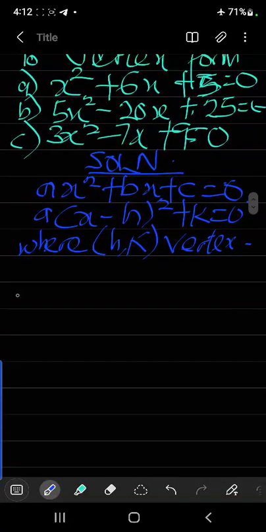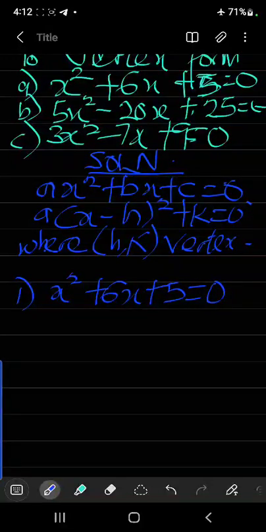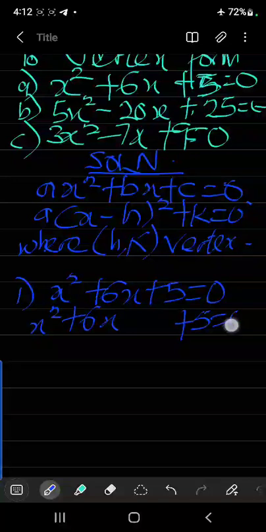Now, number one, we have x squared plus 6x plus 5 equals 0. The first thing we do is to separate it. Let the constant be on one side. That will be x squared plus 6x, then plus 5 equals 0.